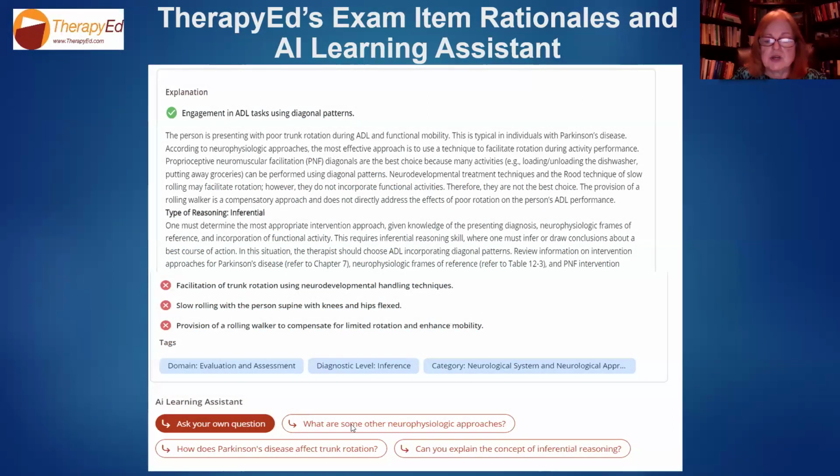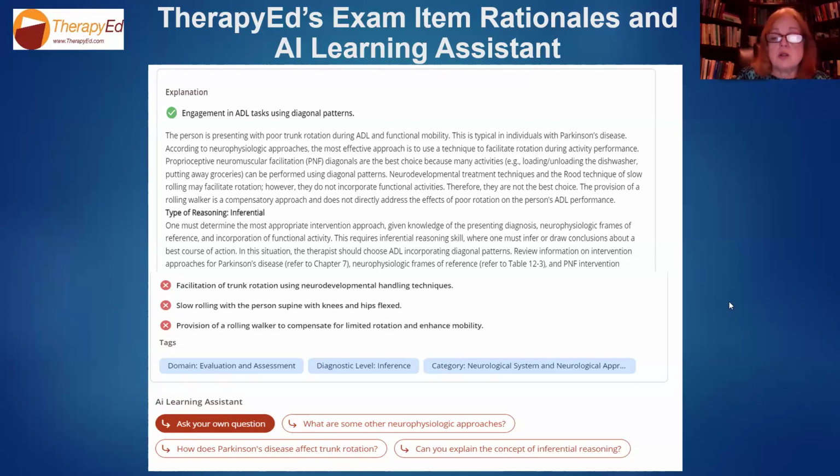And then you can click on these and you could say, what are some other neurophysiologic approaches? How does Parkinson's disease affect rotation? Can you explain the concept of inferential reasoning? I never heard of that before. You click on that, the answer pops up both from our book and other reputable textbooks. And then you could ask your own questions about, tell me more about PNF. What else does PNF do besides diagonals? You can ask those types of questions.